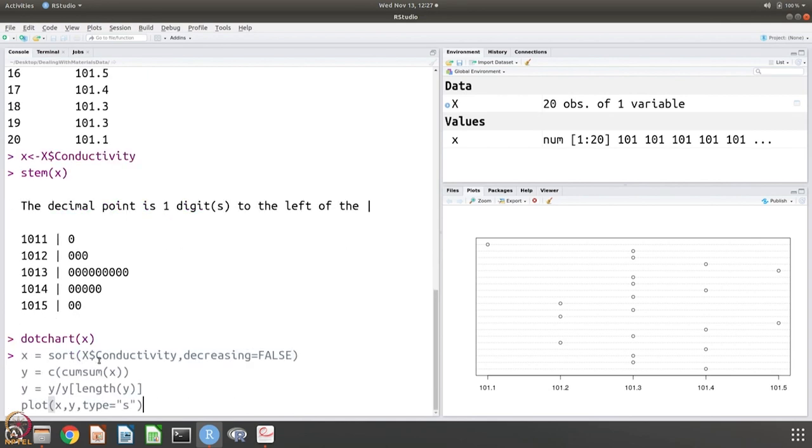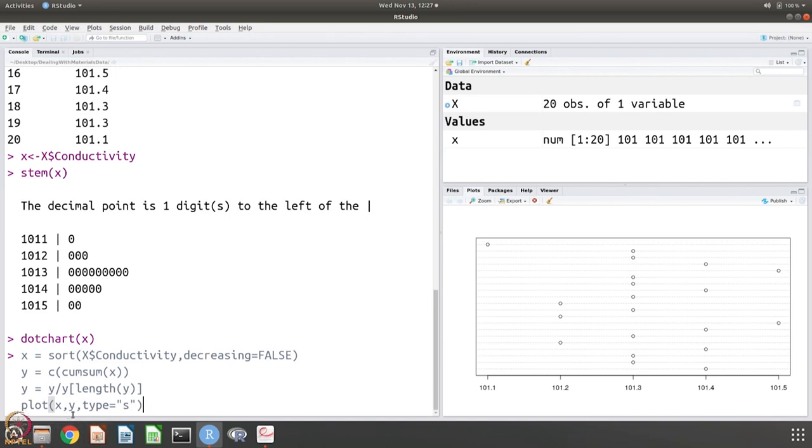So we are going to sort the conductivity, and decreasing is false, so it is going to be in increasing order, lowest to highest, and we are going to get the cumulative sum as y of x, and we are going to normalize. So length of y will give you the number of elements in that vector, and the last point of that, because it is a cumulative sum, the final sum will be the total, and we are going to divide by that, so that the values go from 0 to 1.